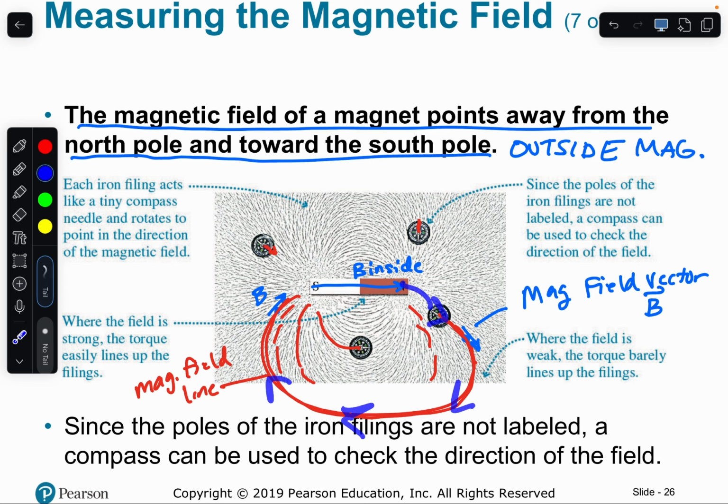So, right, everything's pointing this way. We know that B on the outside goes from north to south. Inside, it's going to complete that loop going from south to north. Okay? This is true for magnets that create magnetic fields, but what we also learned is that current-carrying wires create magnetic fields. And so we spent some time looking at all the different geometries, right?